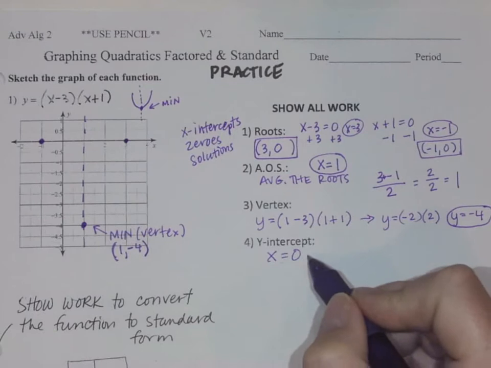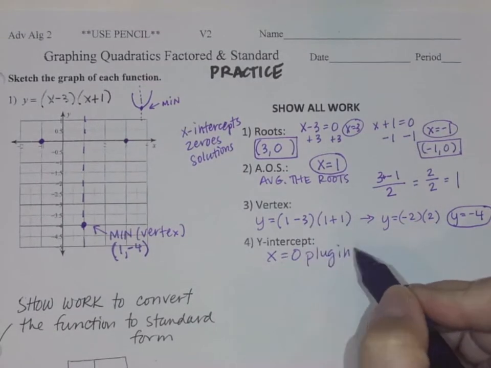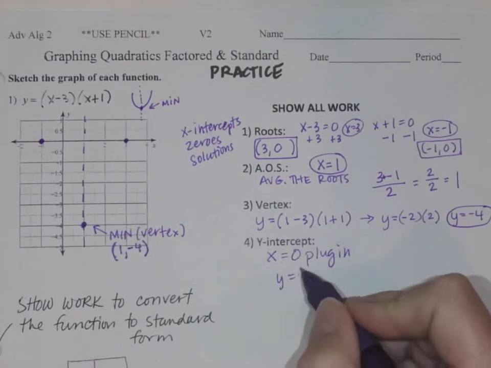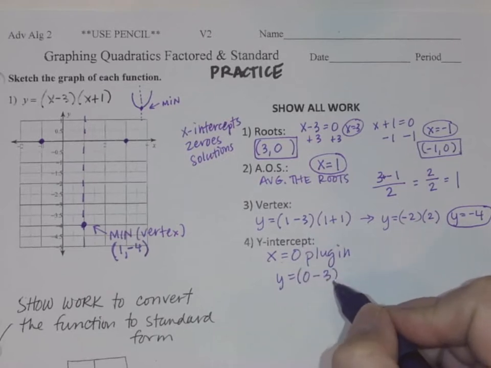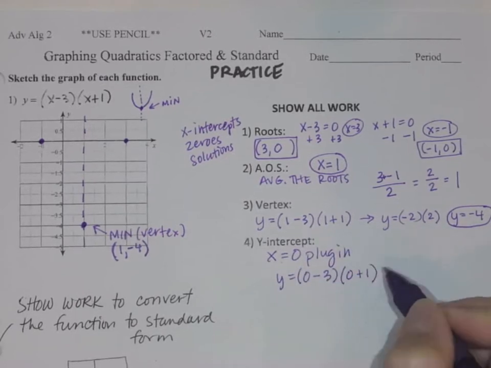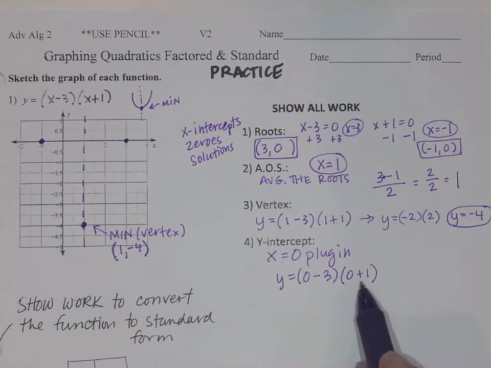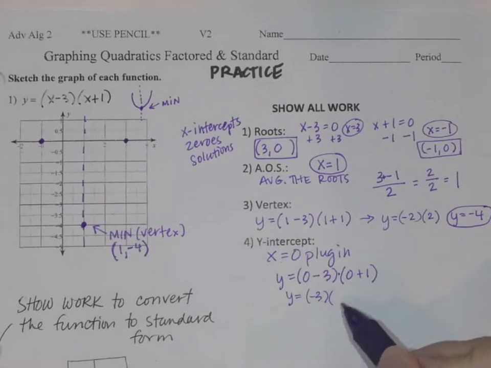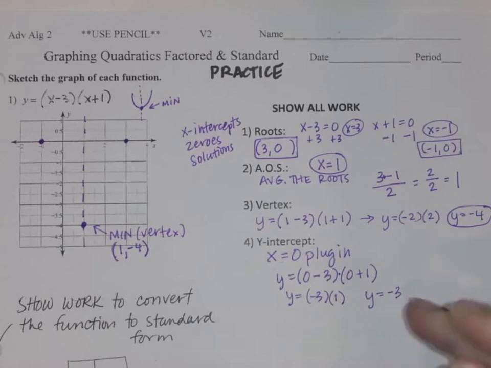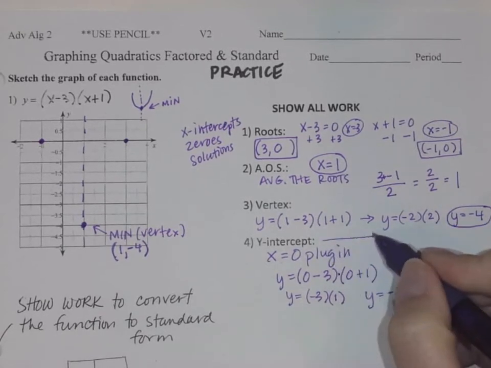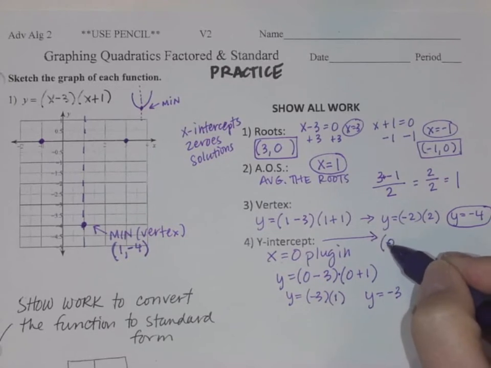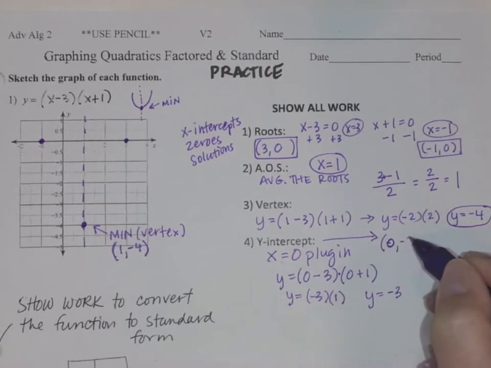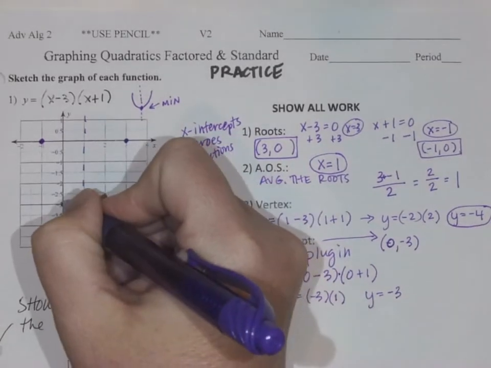So I'm going to plug in x equals 0 into my equation. I'm just going to replace the x with a 0. So y equals -3 times +1. Remember, this is a multiplication problem. So y is going to equal -3. And that's just the place where it crosses the y-axis. That's not the ordered pair. So the ordered pair would look like 0, because x was 0, and -3. So that's going to be right here.